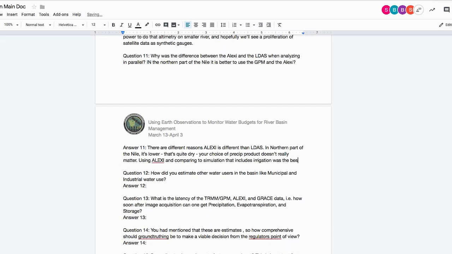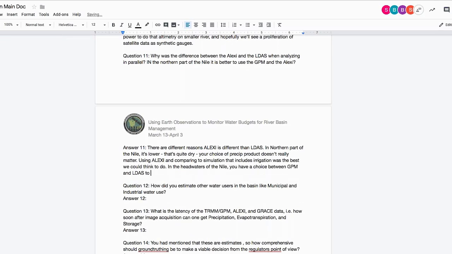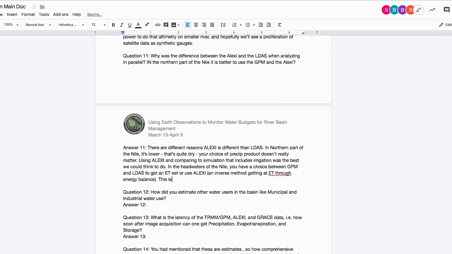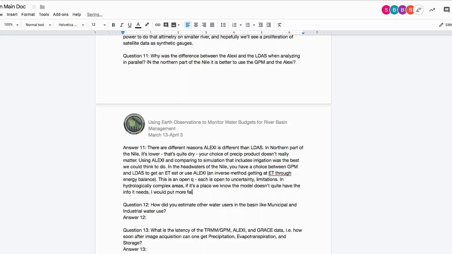In the headwaters of the Nile, you have a choice where you'd say, okay, do I want to use something like GPM and the LDAS to get an evapotranspiration estimate, or use ALEXI, which is an inverse method getting at evapotranspiration through the energy balance. And I think this is very much an open question. Each is subject to their own uncertainties and limitations. Personally, I think that in hydrologically complex areas, like the example I gave in the presentation of the Sudd, where we know the model probably doesn't quite have the information it needs, I would put more faith in ALEXI as closer to an observation.